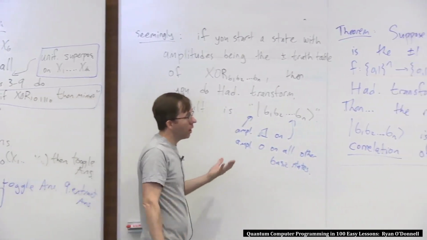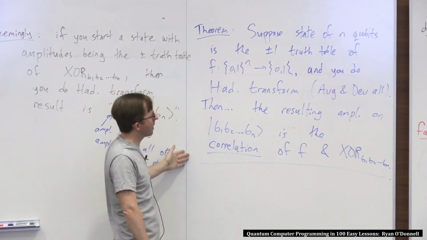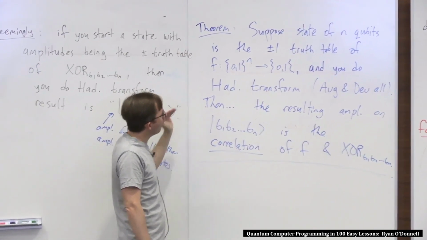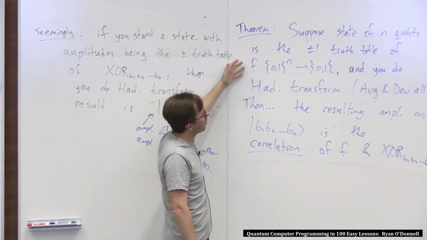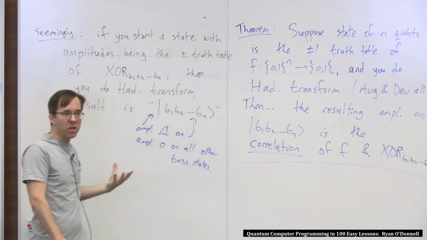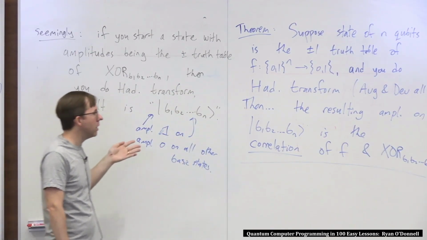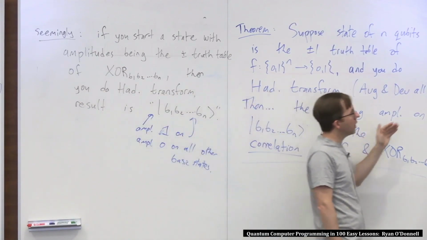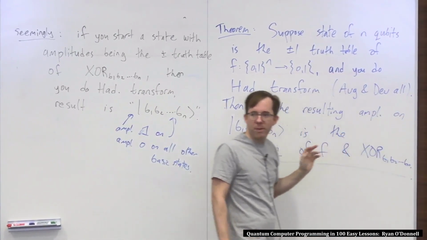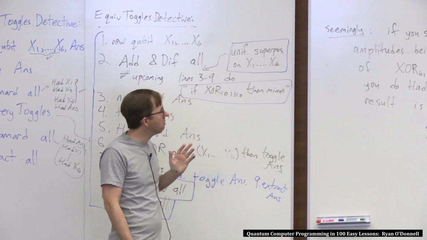So it's an interesting thing to know, what is the correlation between two functions? This theorem says that if you load f's truth table in plus or minus 1 notation into a state, you do the Hadamard transform, you get out 2 to the n numbers. A mathematician could just look at all those 2 to the n numbers, and they'd be telling you simultaneously the correlations of f with every possible bitmasked XOR function. Is that interesting? It's kind of interesting.